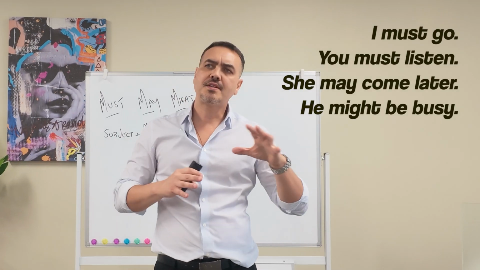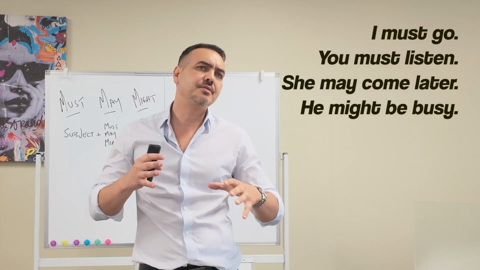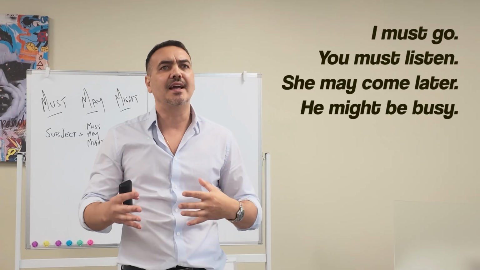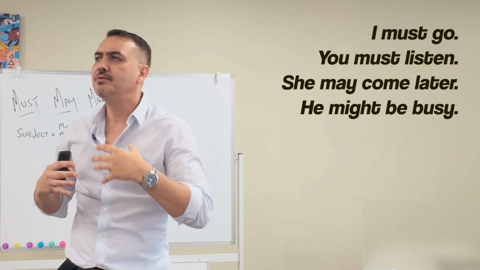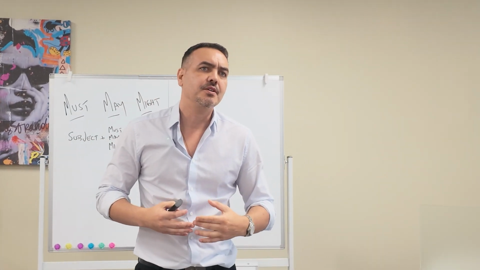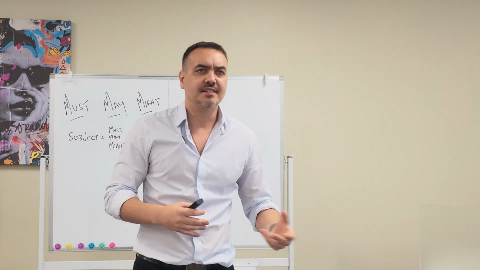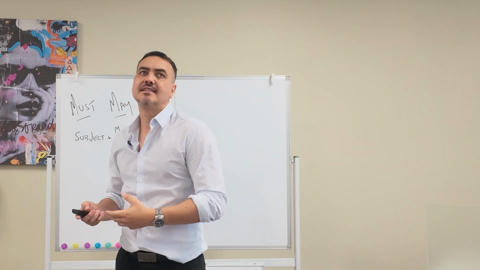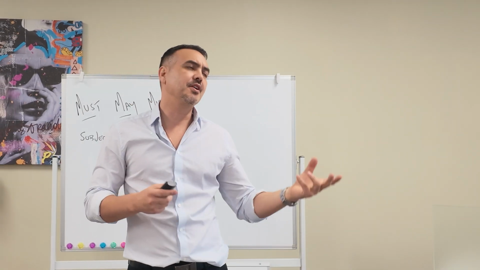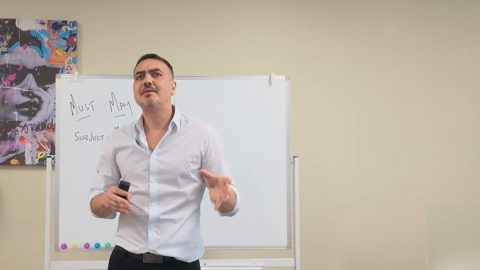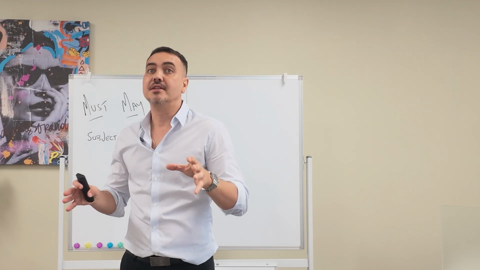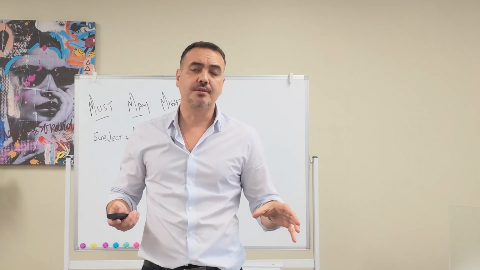Now, you can notice something here. After you use must, may, and might, you're always going to use the base form of the verb. So, you would say, she must study, not she must studies, or he might come, not he might comes. The verb after the modal verb does not change.